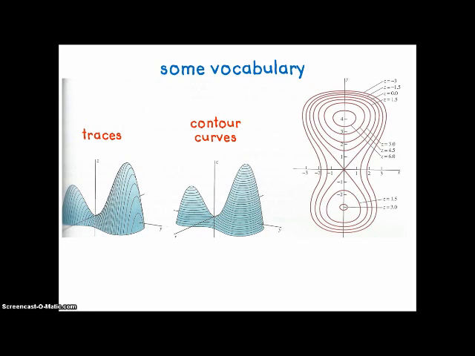And when the plane slicing through the surface is parallel to the xy plane, they're also called contour curves as well as traces. And then finally, in the last picture, these are called level curves, and that's where you draw the contour curves, but you draw them flat on a single plane so that you see sort of a two-dimensional image of the three-dimensional surface.